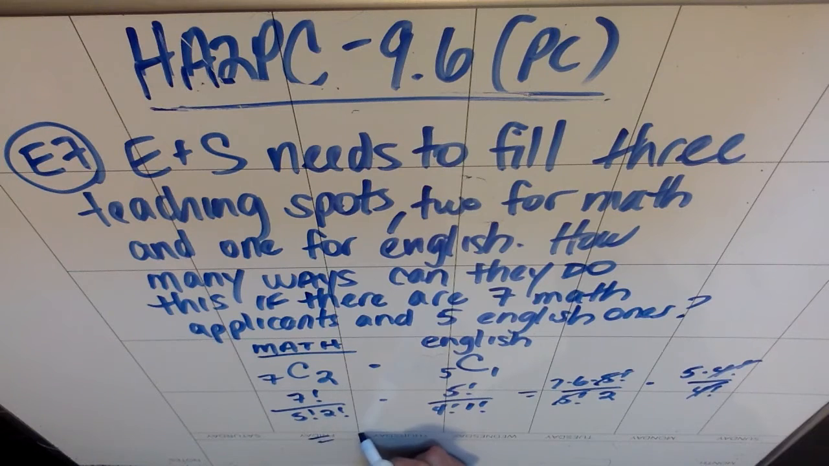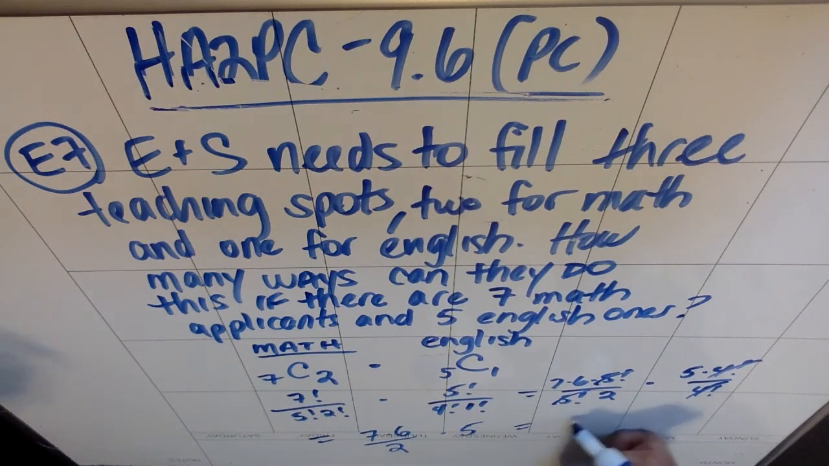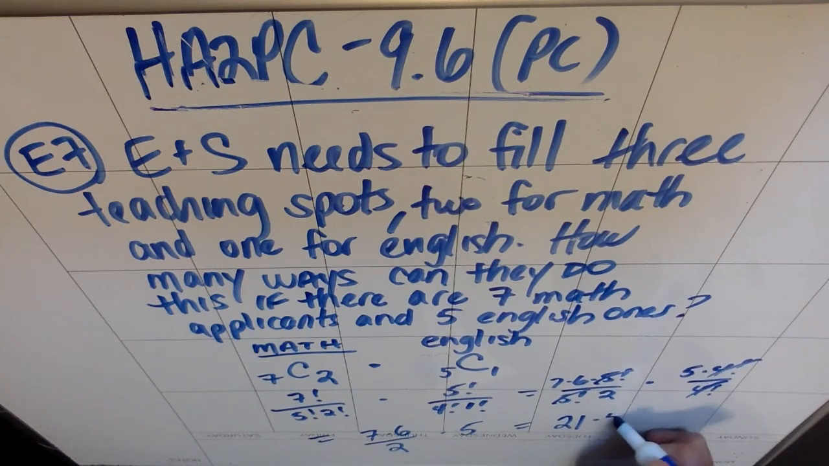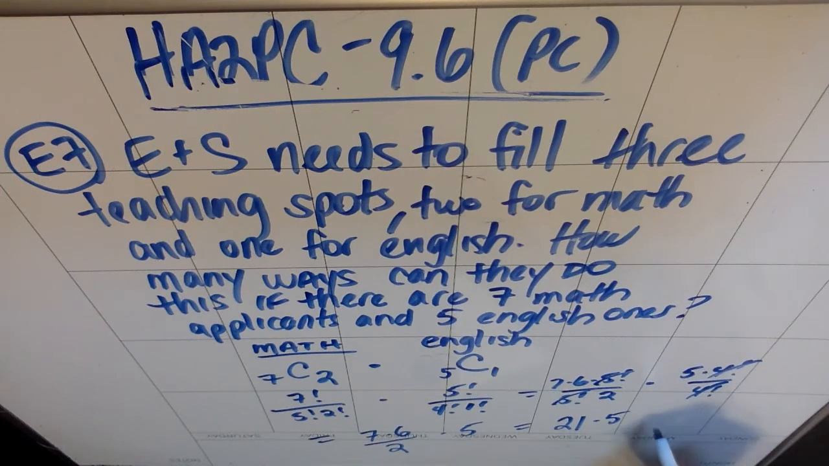So I end up getting that this is 7 times 6 divided by 2, all times a 5. So it turns out that there are 21 ways to pick the math applicant, 5 ways to pick the English applicant, thus there are 105 ways to pick both of them. There you have it.